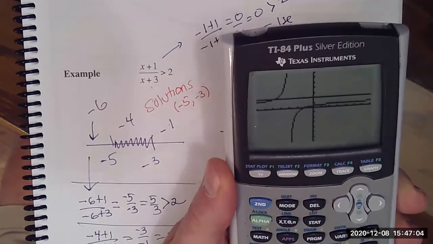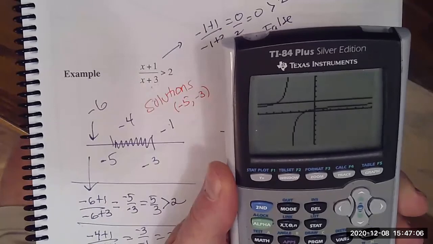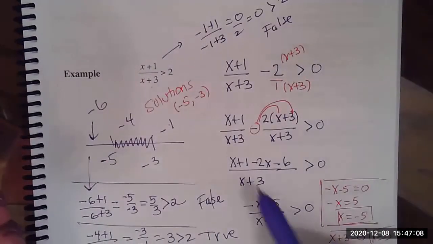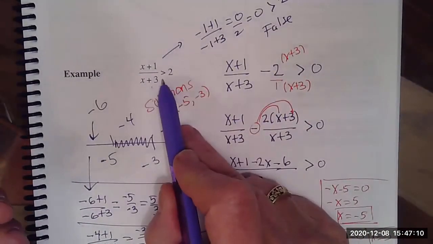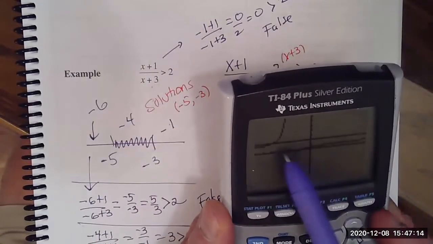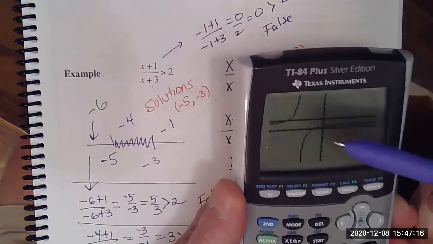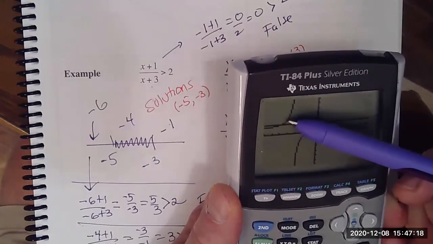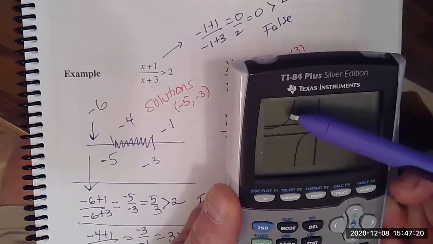So I'm supposed to look at where it's bigger than 2. Now, 2 is right here, the horizontal line. Where's bigger than 2? Above 2, right here. It's the only place where it's sitting.